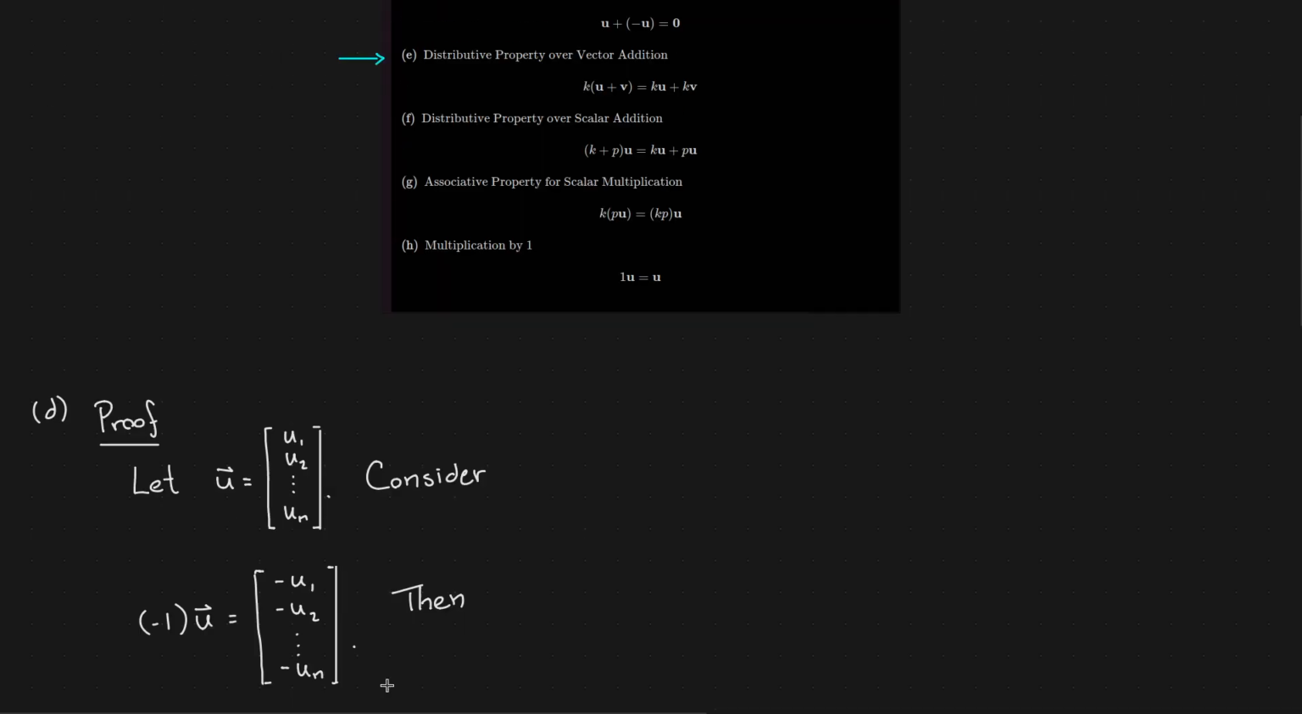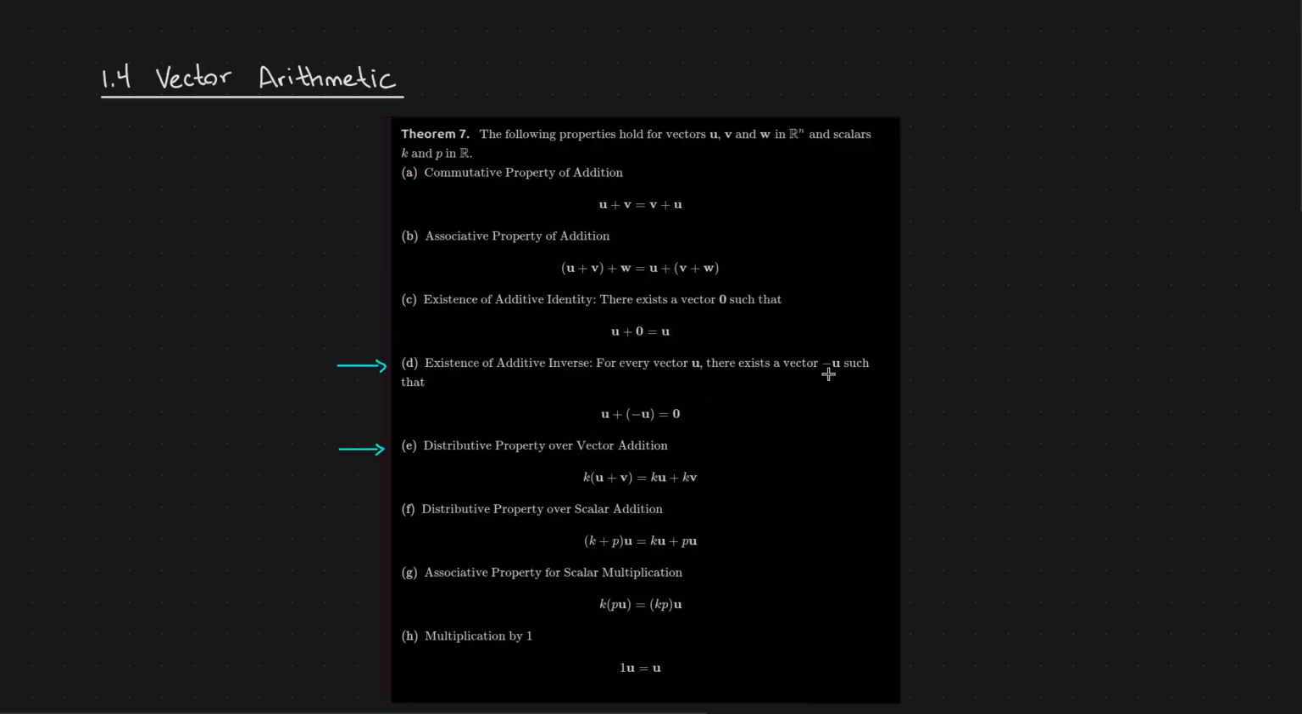Okay? So what have we done? We've shown that if we take any vector u and we add to it negative 1 times vector u, which is also a vector, I get the 0 vector. I have proven what I needed to prove. I have shown that there exists some vector such that if I take u and add that vector, I get 0. I've even found the vector.